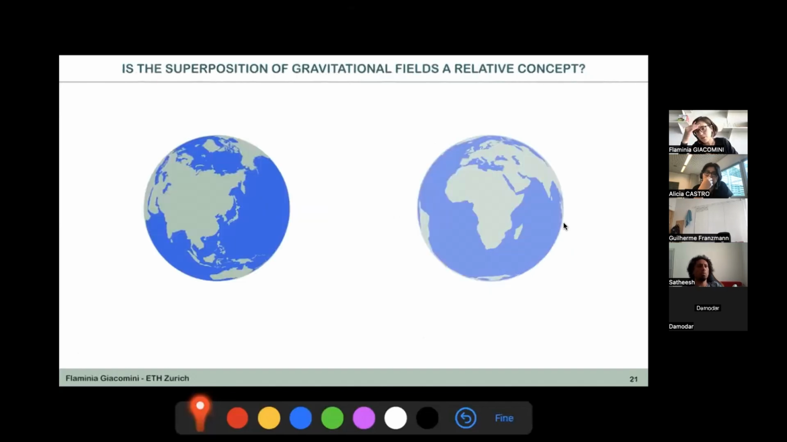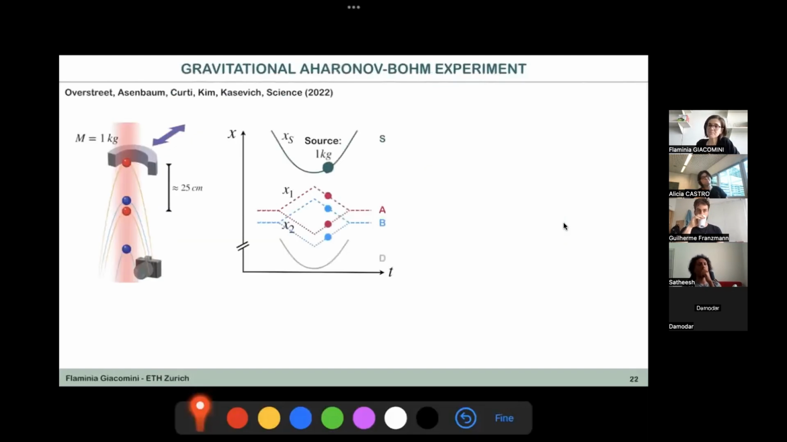And now, the last thing that I wanted to tell you in these lectures is a speculation, something that we have not yet fully worked out, it's just an idea. Can we say that the superposition of gravitational fields is a relative concept in the same way in which entanglement and superposition are relative concepts in the Galilean version of quantum reference frames? We have applied this to an experiment called the gravitational Aharonov-Bohm experiment. Let me just briefly describe what this experiment is.